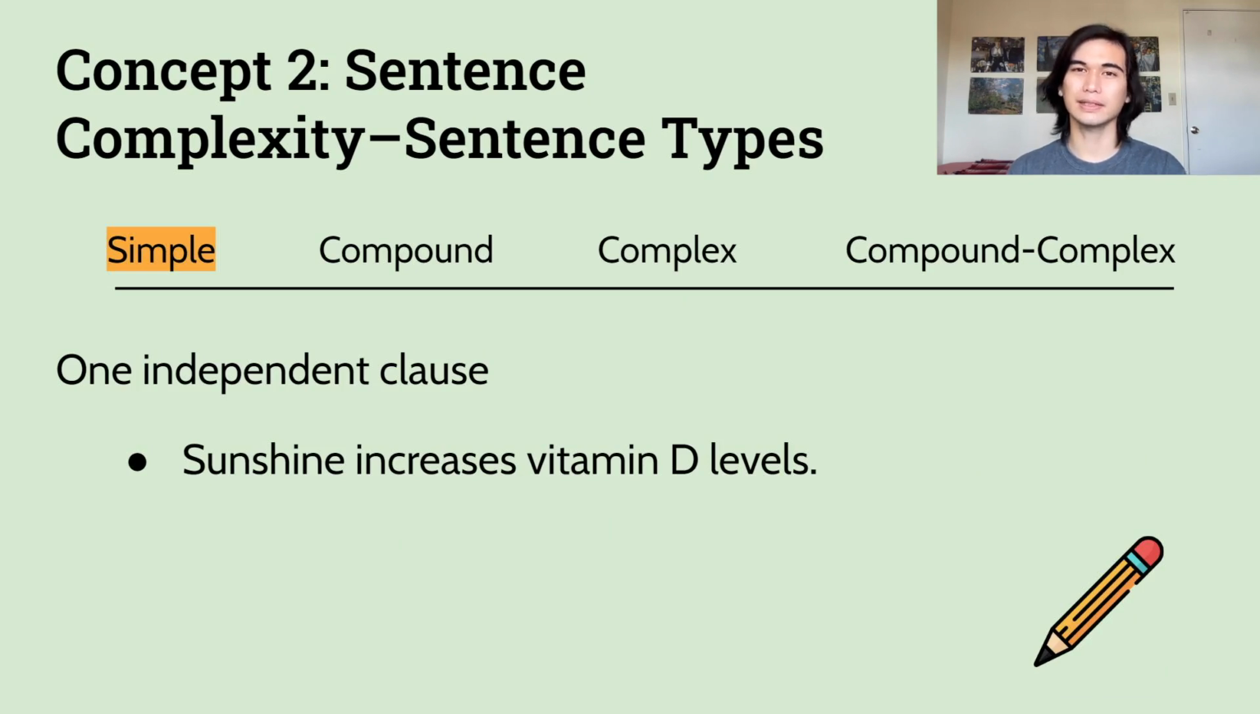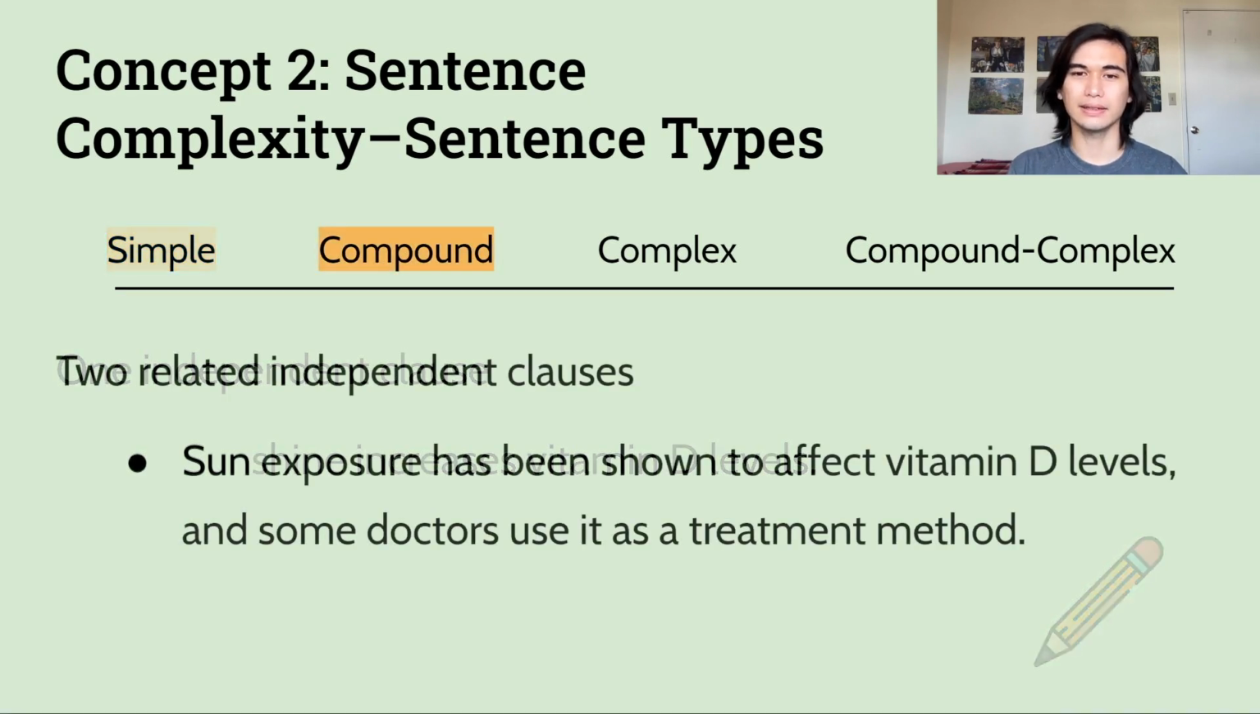The first sentence type we'll talk about is the simple sentence, which has only one independent clause. For example, sunshine increases vitamin D levels. The second sentence type is the compound sentence, which contains two related independent clauses. Sun exposure has been shown to affect vitamin D levels, and some doctors use it as a treatment method.